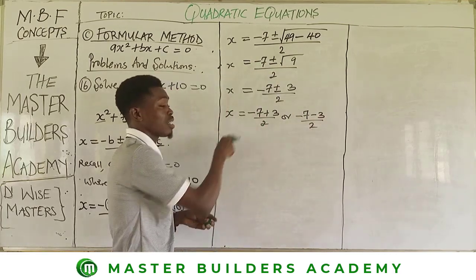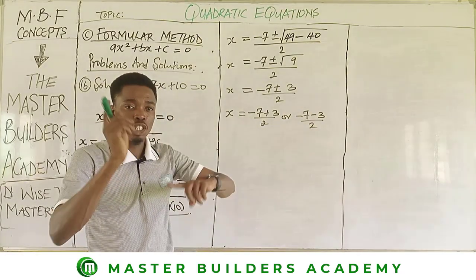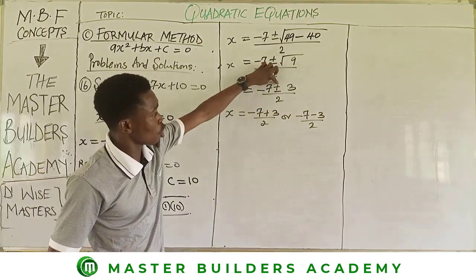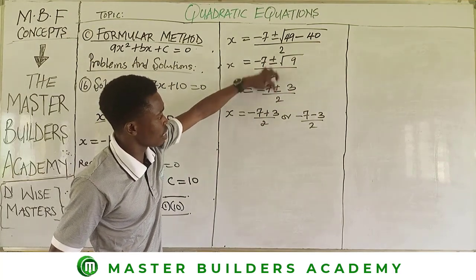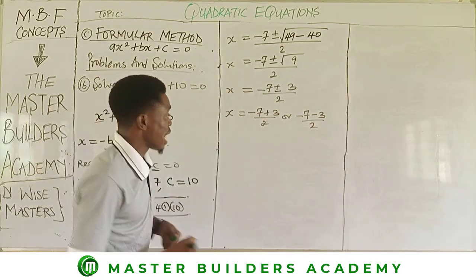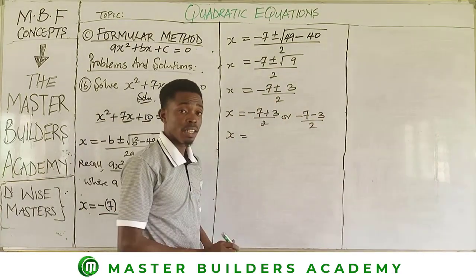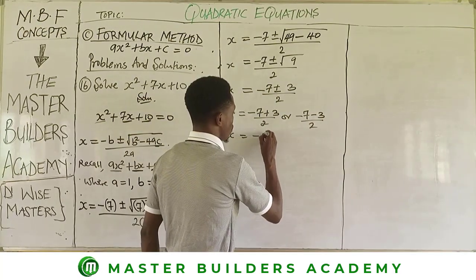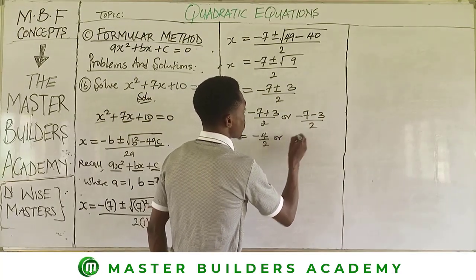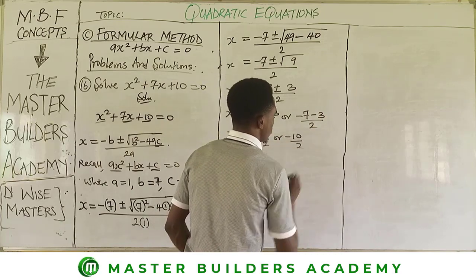Don't forget that this minus 7 will not change. The only thing that changes there is the sign between the two terms. Are we there? Which is plus or minus. So first of all, take plus, which is this, then we'll take minus, which is this second case. Then the minus 7 remains the same. Then all we need to do now is minus 7 plus 3. We are going to have this as minus 4 over 2, or minus 7 minus 3, this will have given us minus 10 over 2.